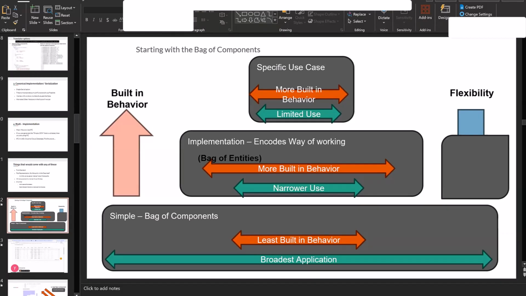The observation is the bag of components gives the broadest application, or you could call it opportunity, right? You can do anything with the bag of components because it is literally just a bunch of components, and you would build things however you want to use it. And so it's the broadest application, but it's the least behavior, right? It doesn't do anything for you.